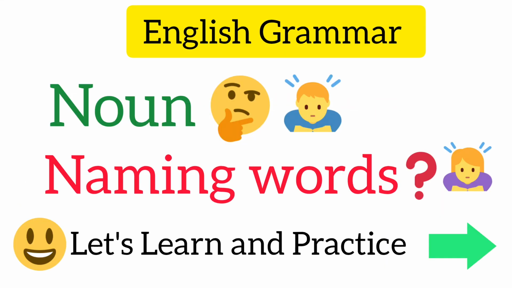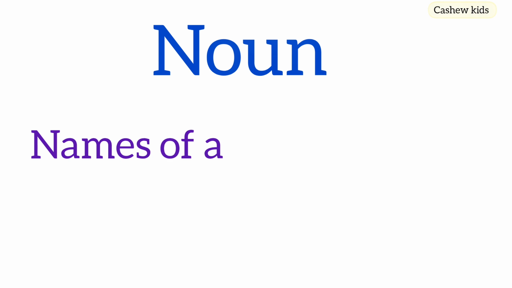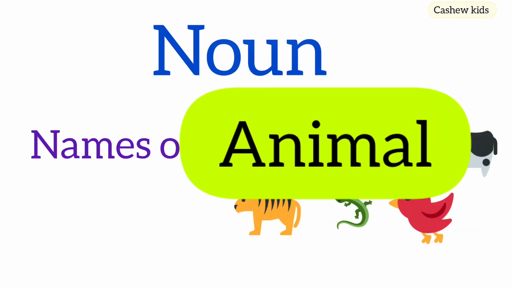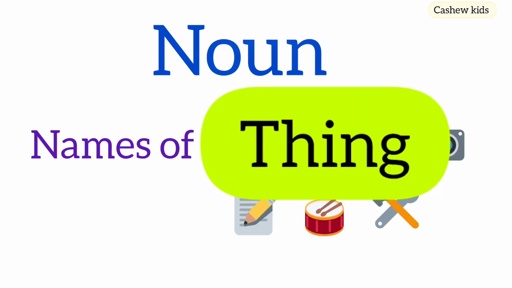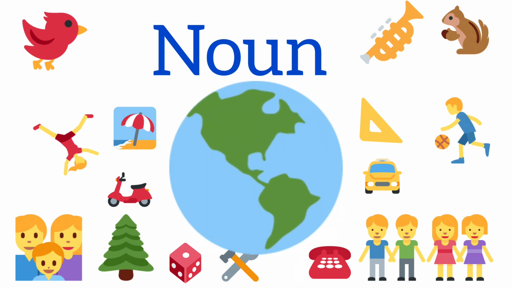Hi. Let's learn and practice what is a noun and what are naming words. Noun means names of a person, animal, place, and things. In this world, almost everything has a name.